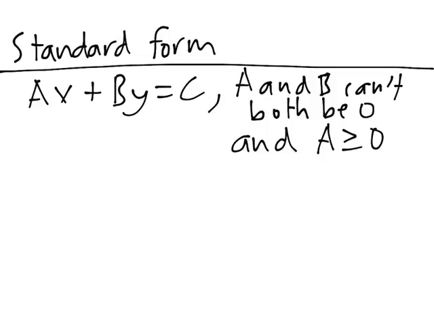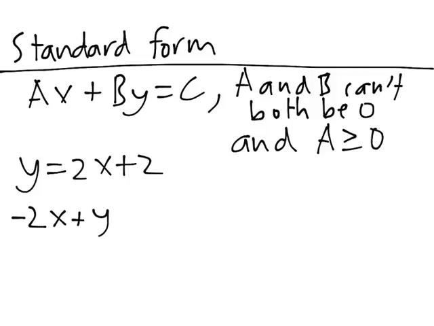So if we had an equation y is equal to 2x plus 2, how could we put this in standard form? Since we want x and y to be on the same side of the equation, let's subtract 2x from both sides of this. Then we have minus 2x plus y is equal to 2. But notice that the x coefficient here, minus 2, is less than 0, which is not allowed. So we can multiply everything by minus 1 and get 2x minus y equals minus 2, which is the standard form of this equation.